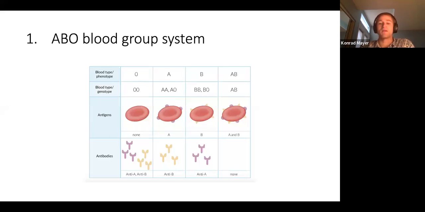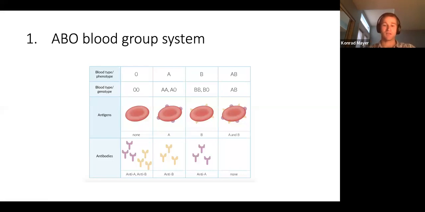Accordingly, their serum has antibodies to A and B antigens. So whatever the patient has on their red blood cells, the patient's serum has antibodies against the other types of blood, according to the ABO system. So somebody with AB has A and B antigens and no antibodies. And this is easy to understand in the sense that they're not going to have antibodies against their own blood. So that's how this system works.